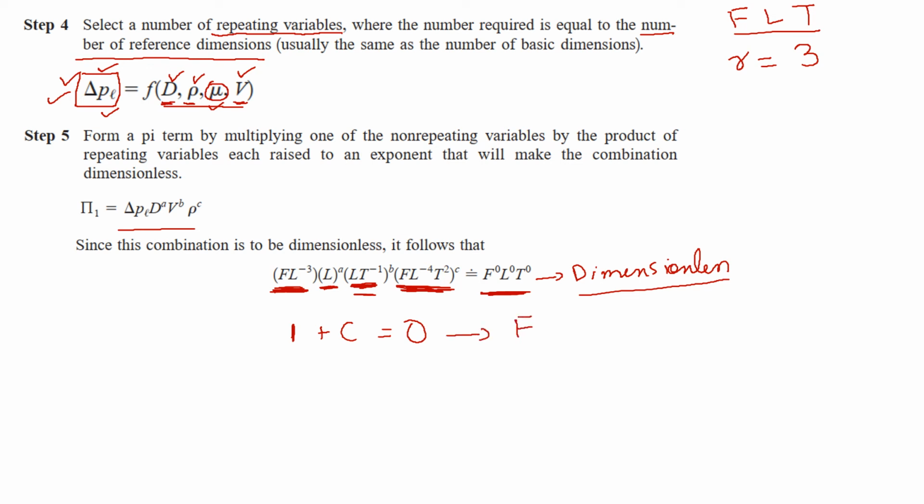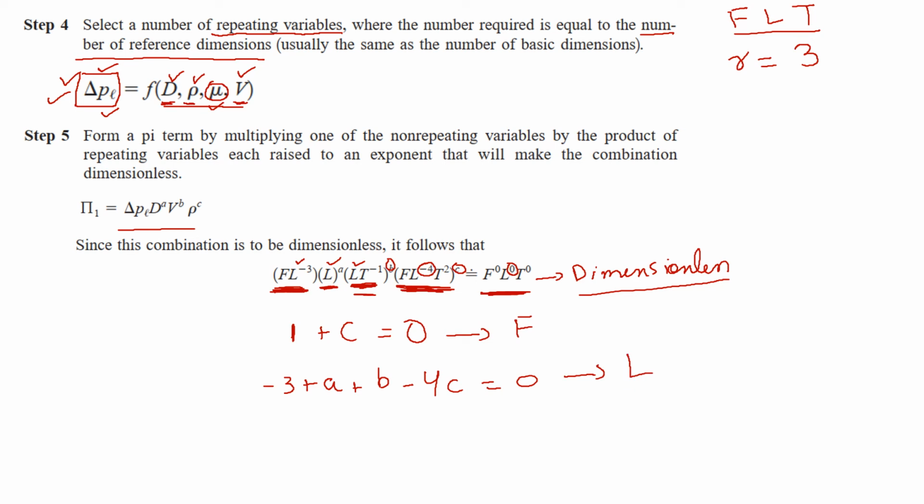So this is for the force dimension. Then I will take the length. Here the power of length is -3. Here the power of length is a plus a. Here the power of length will be b due to this bracket, so it will be plus b. And here the power of length is -4 multiplied by c, so this is -4c, and this will be equated to 0. So this is for length.